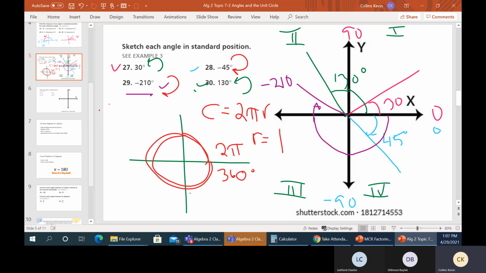So if 2 pi equals 360, 1 pi, which is half of 2, equals 180, which is half of 360. This is kind of a big deal. Will kind of save you a lot of time. Pi equals 180 degrees. Again, kind of a big deal. So now we're going to talk about, if they give you a degree measure, how you convert it into radians.